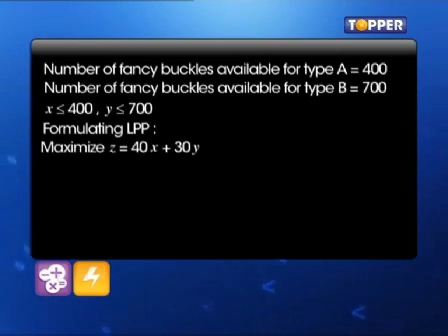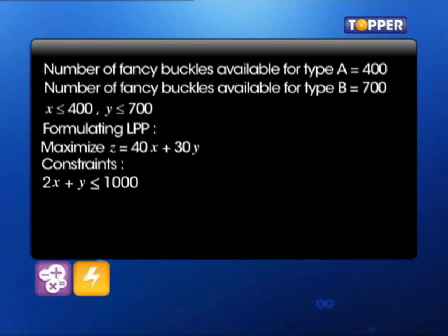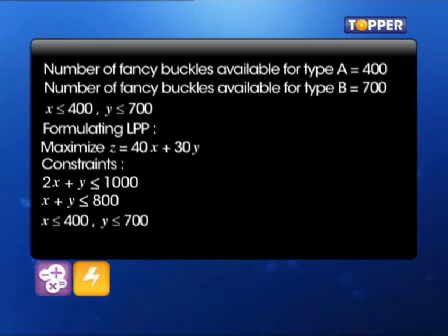We have to maximize z is equal to 40x plus 30y, subject to 2x plus y less than or equal to 1000, x plus y less than or equal to 800, x less than or equal to 400, and y less than or equal to 700. Don't forget the non-negativity constraints. We have x greater than or equal to 0 and y greater than or equal to 0. It makes no sense to produce negative numbers of any belt.